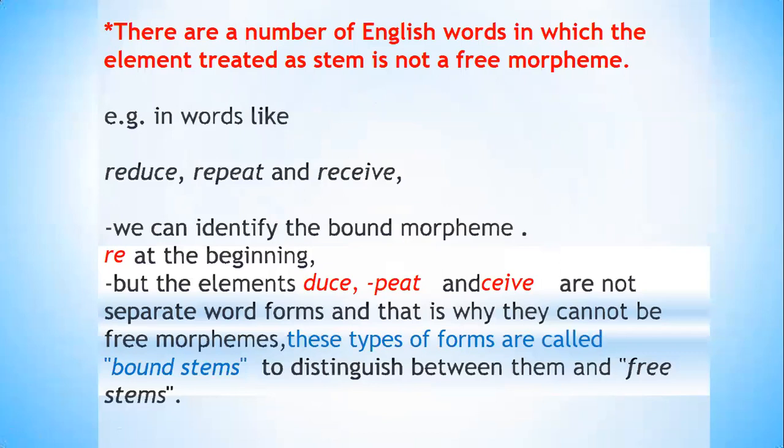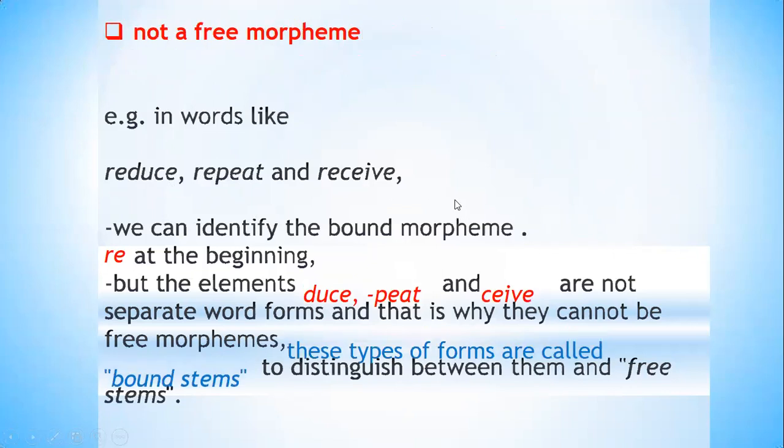But there are a number of English words in which the element regarded as the stem is not a free morpheme, in words like reduce, repeat, and receive. We can identify the bound morpheme re at the beginning, but the elements duce, peat, and ceive are not separate word forms. That is why they cannot be called free morphemes. These types of forms are called bound stems, to distinguish between them and the free stems. Again, they are called bound stems. They are not free morphemes. Those words are reduce, repeat, and receive. Now let's go to the next page.